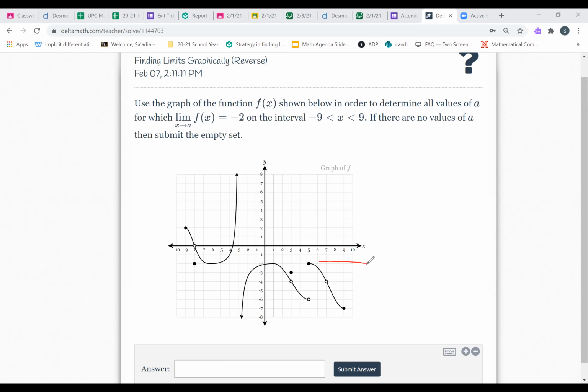So if we're here, assume that line is straight. We have one value here at -6. There's one value here at 0. And if you look here, it does not work because there is a jump discontinuity and only the right limit at 5. So as x approaches 5 from the right, the limit is -2. From the left is -6. So your answer to this is -6 and 0. So -6, comma, 0.